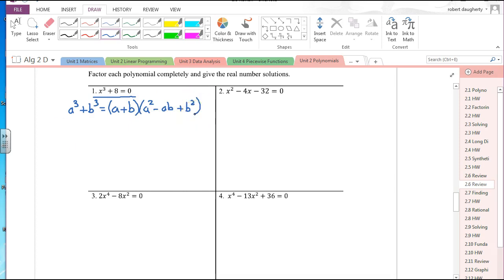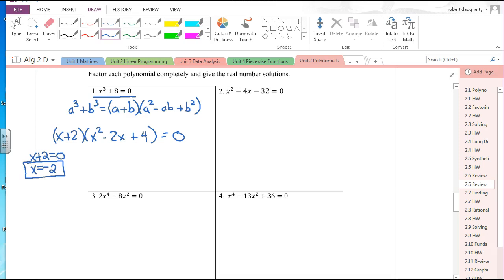So in this case, this is going to be x plus 2, x squared minus 2x plus 4. All of that equals 0. And so when I try to find the real solutions to this one, if you look at the first one, so when x plus 2 is equal to 0, that means x equals negative 2.